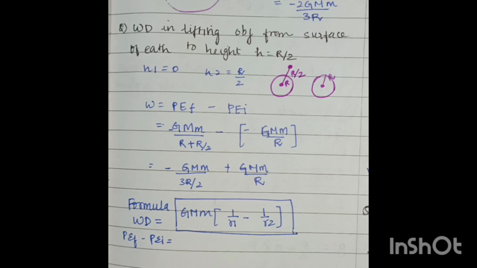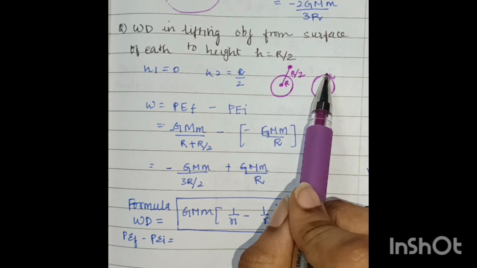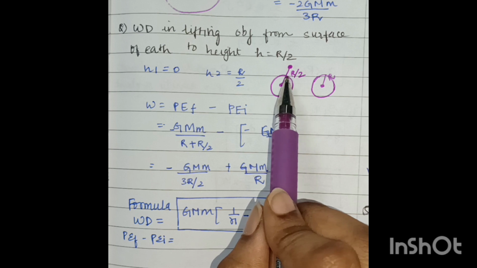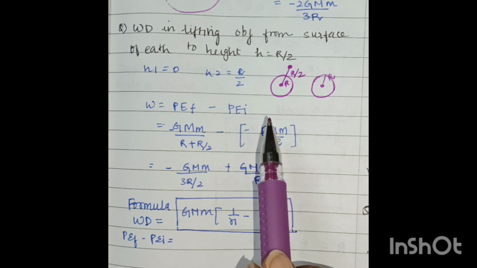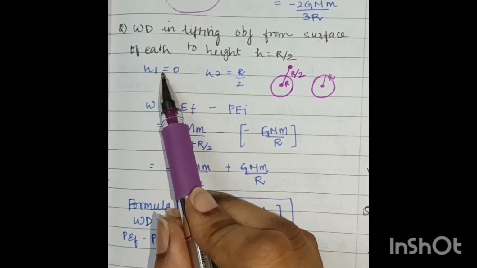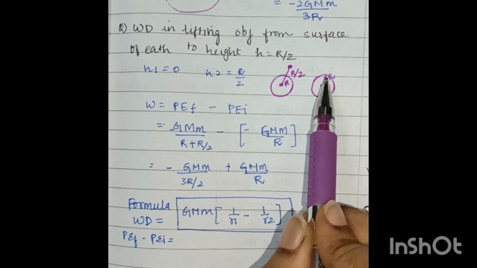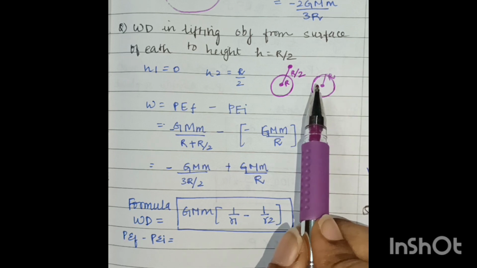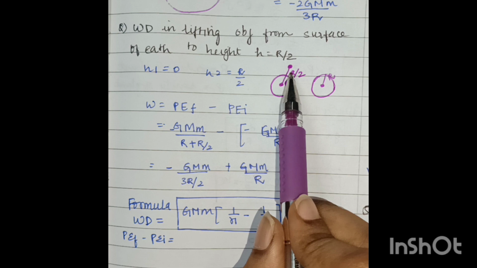Now there is another question. What is the work done in lifting an object from the surface of the earth to height h equals r by 2? When mass m is located at the surface of the earth, and we are taking that mass to a height r by 2 from the surface, they are asking what is the work done. Work done is nothing but the change in potential energy. Initially what was the height? Initially the height was 0, but for potential energy we have to consider the distance from the center of the earth. That we should not forget. And h2 is r by 2, so next it is taken to the height r by 2.